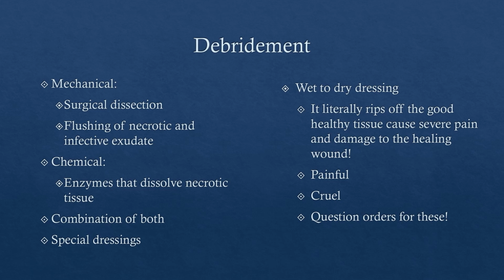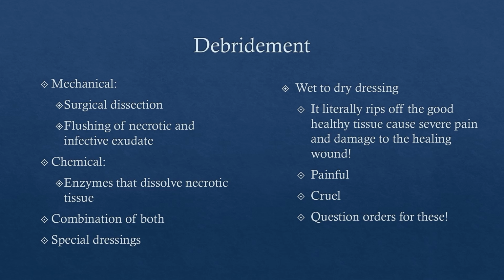So let's talk about debridement. Debridement is the removal of slough or eschar to promote wound healing. This can be done mechanically, either by surgically removing the slough or eschar, or by using gauze to wipe it away. We can also do chemical debridement using enzymes to dissolve the necrotic tissues, and sometimes we do a combination of both.